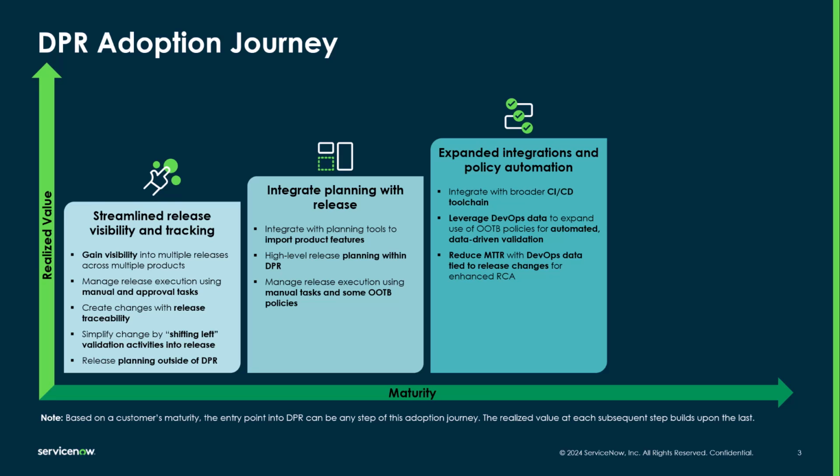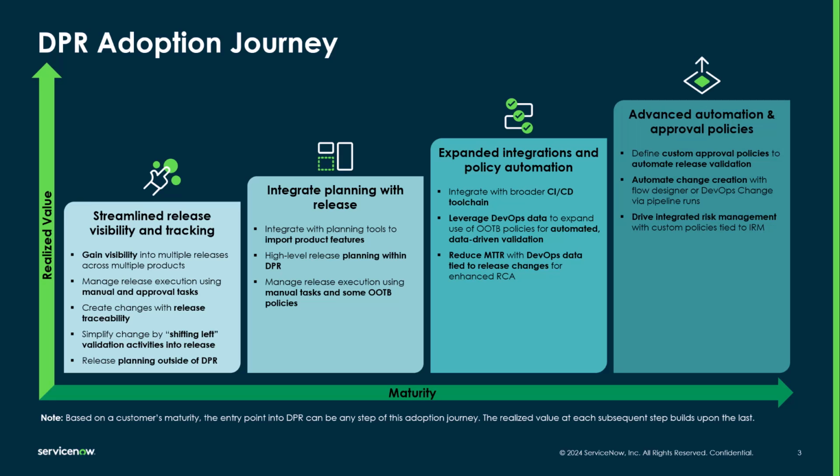Additionally, with this DevOps data tied to each discrete release, that data will also be associated to change requests that are tied to a release and thus enable better RCA if an issue does occur, helping reduce MTTR. In the DPR short video series on Community, we have a video walking through how to activate out-of-the-box policies and configure them to fit your needs.